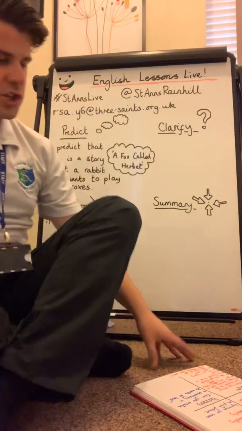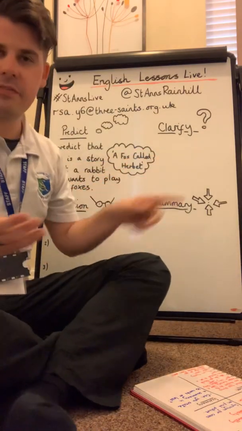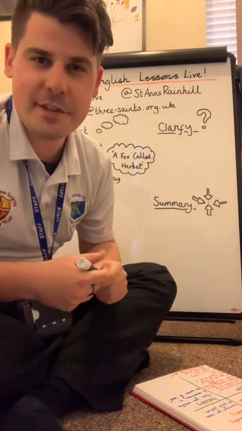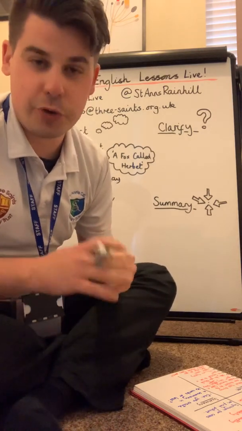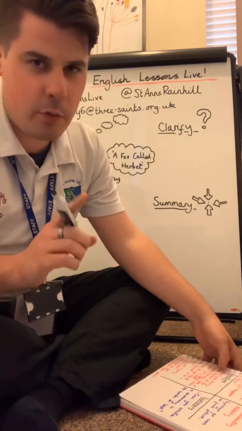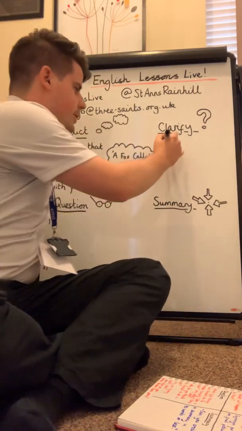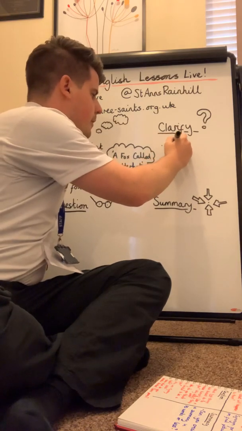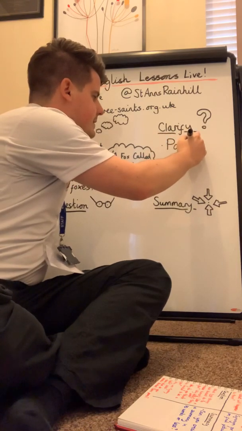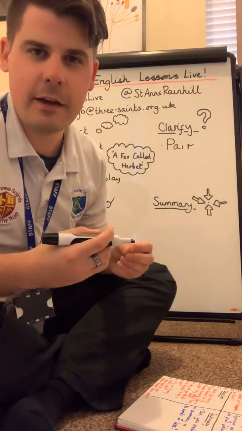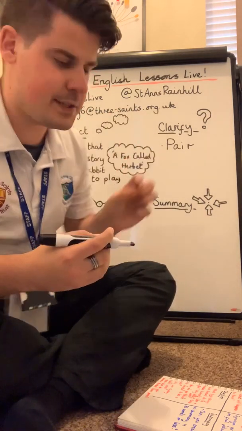So the next section is clarify, and that's when we look at any difficult words that might have popped up during the text. Now, I've come up with three that I thought were quite tricky. So the first word was the word pair. It said that he made himself a pair of short red ears.